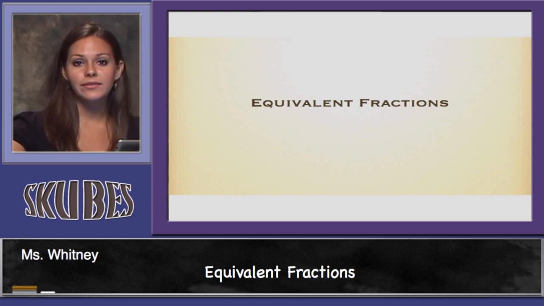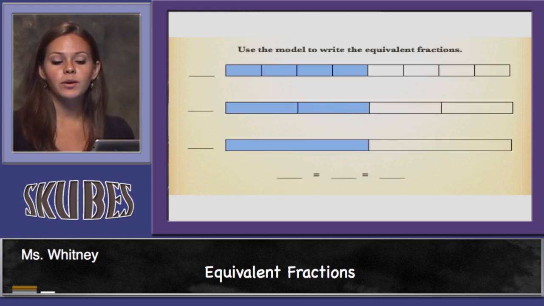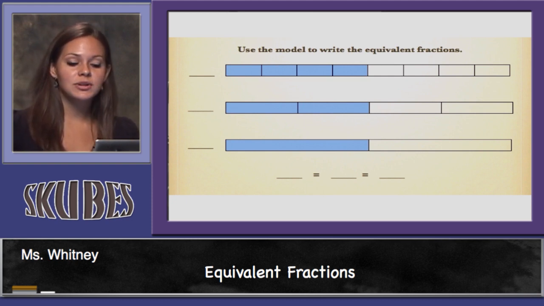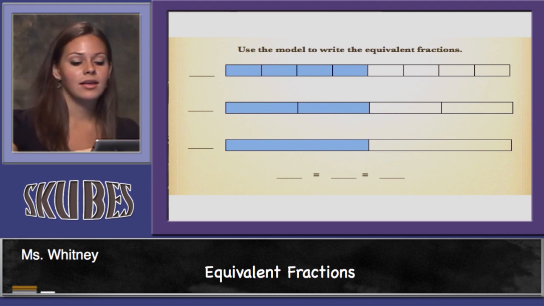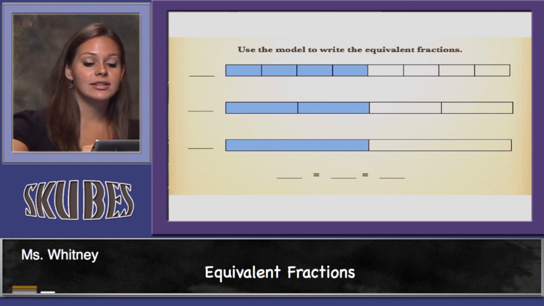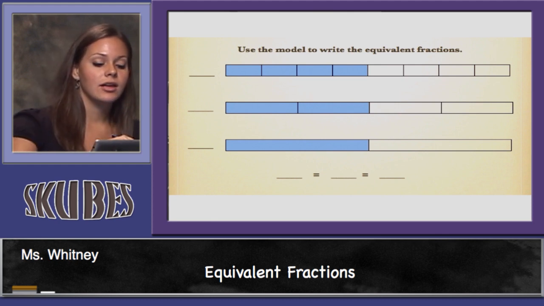Let's talk about equivalent fractions. First, we're going to use this model to write equivalent fractions. As you can see, each model shows an equivalent amount. Let's first start by finding the denominator. We're going to count the number of equal parts.